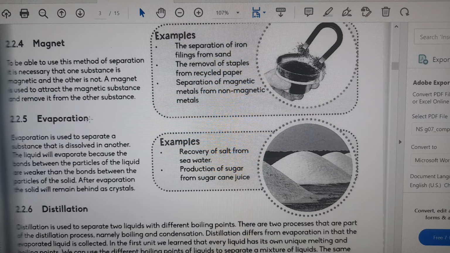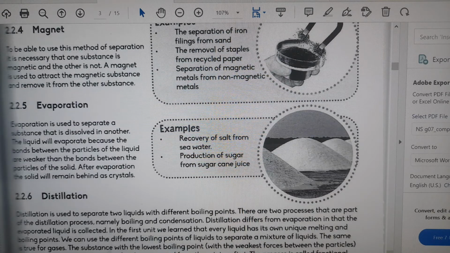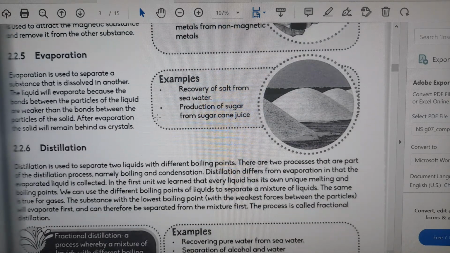And then we have the fifth separation method, which is evaporation. Evaporation is used to separate a substance that is dissolved in another. The liquid will evaporate because the bonds between the particles of a liquid are weaker than the bonds between the particles of the solid. After evaporation, the solid will remain behind as crystals. Examples: recovery of salt from seawater, production of sugar from sugarcane juice. You need to know the examples.